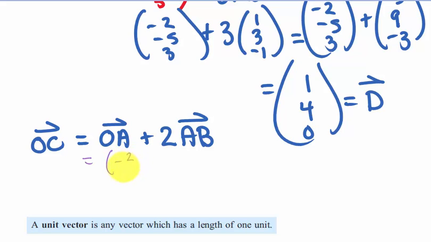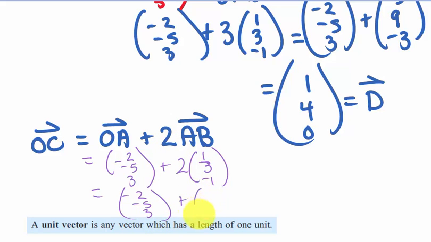So we get -2, -5, and 3, plus 2 times 1, 3, and -1, which is -2, -5, and 3, plus 2, 6, and -2. We add the x components, we get 0. We add the y components, we get 1. We add the z components, and we get 1. And that is C.